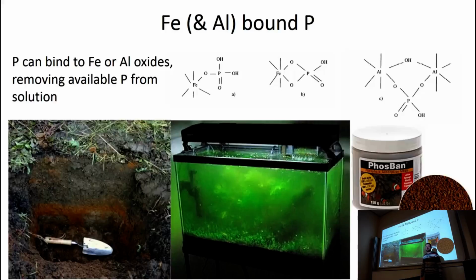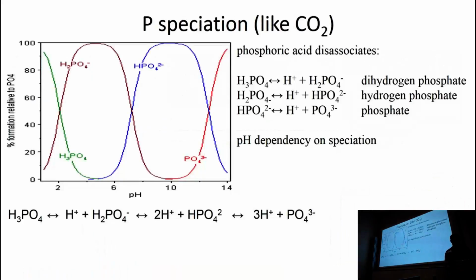So there's a product you can buy called Phosban, which is basically sand that's coated in iron oxides, and you put that in your fish tank, and what it does is it scavenges all of the phosphorus from the water, lowers the concentration of phosphorus. So you could have lots of other nutrients in your tank, lots of nitrate, lots of sulfate, but no algae could grow because there's no phosphorus available for them. So by removing the phosphorus from the system, you limit the amount of biological activity that can go on.